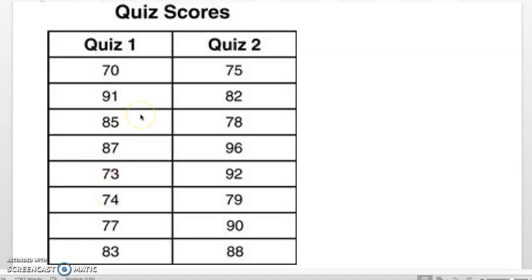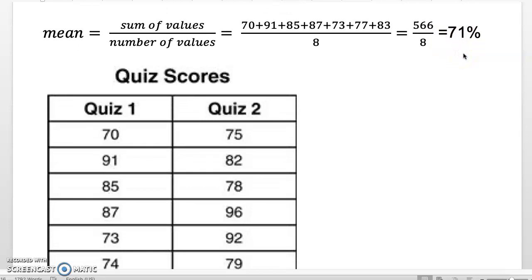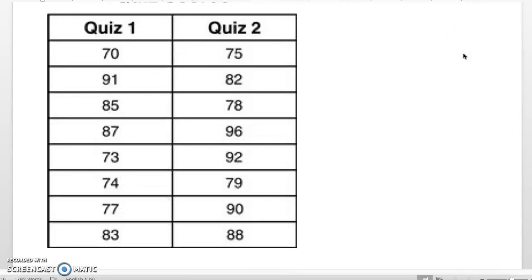Well, we would go through and we'd add them up. 70 plus 91 plus 85 plus 87 plus 73 plus 74 plus 77 plus 83. We get our total, and then we divide by how many are in our data set. You count them. 1, 2, 3, 4, 5, 6, 7, 8 values. So we would add them all up and divide by 8 to get our mean score. So if we did that, as you can see here, the average score would be 71% for quiz 1. We could also do that for quiz 2.